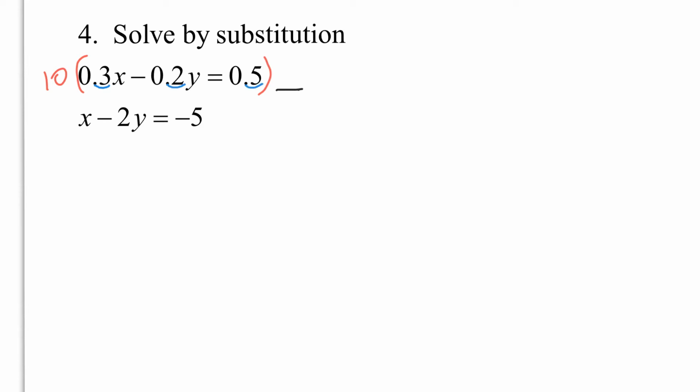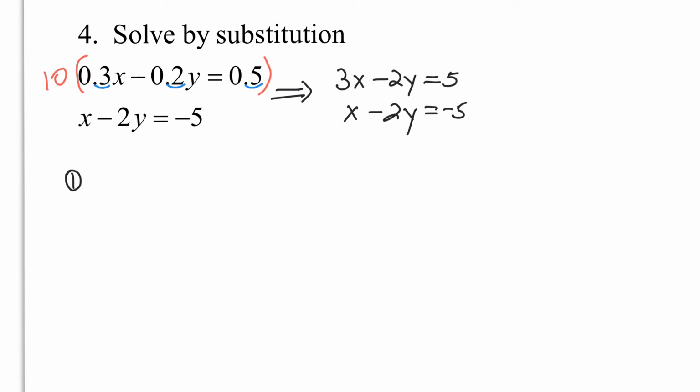So I'm just going to do the work here on the right side. When I multiply by 10, I will get 3x minus 2y equals 5. Now the bottom equation stays the same. There's no decimals, so we have x minus 2y equals negative 5. Now we are ready to solve.